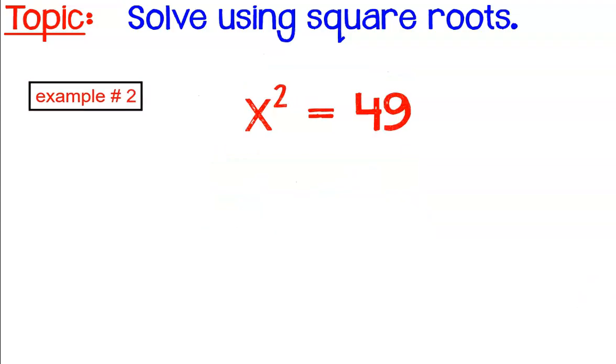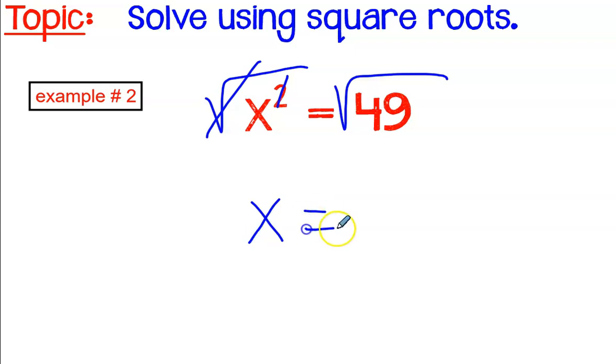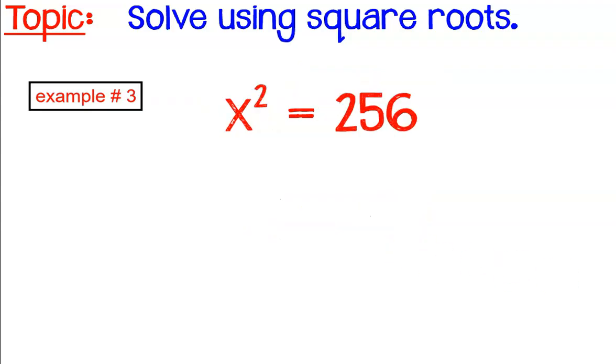Let's try another one. Again, don't forget to show your work by square rooting both sides of the equation. And don't forget that your answer has both a positive and negative solution. So these are pretty basic, but sometimes you can be asked one where maybe you don't have that square root memorized, like this one here. Usually anything higher than 10 or 12, most people don't have memorized.